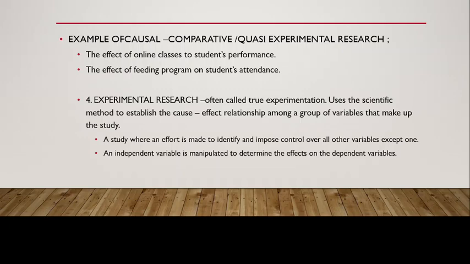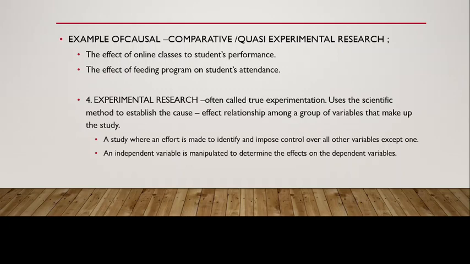Another example is the effect of feeding program on students' attendance. Another variable here is the feeding program and students' attendance. So again, the independent variable is feeding program, and the dependent variable is the student's attendance.